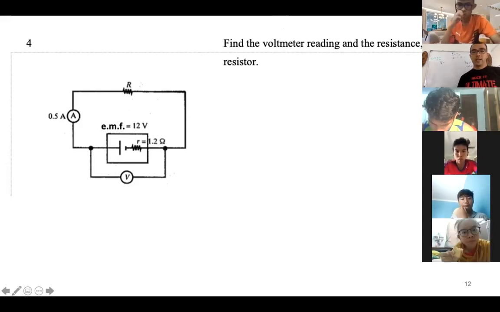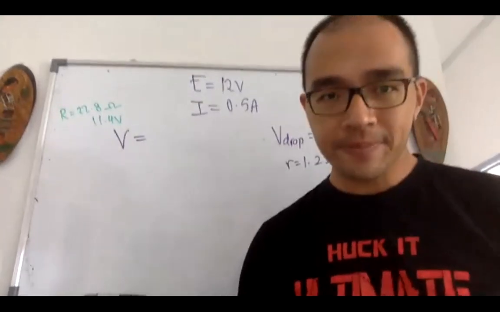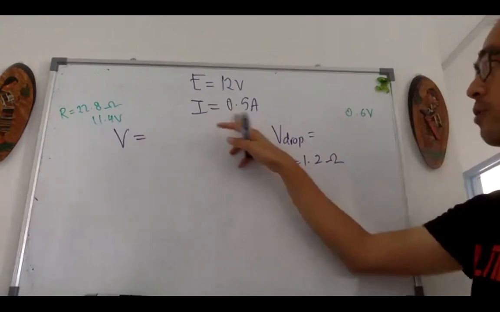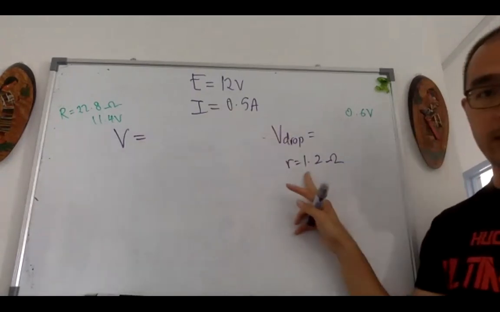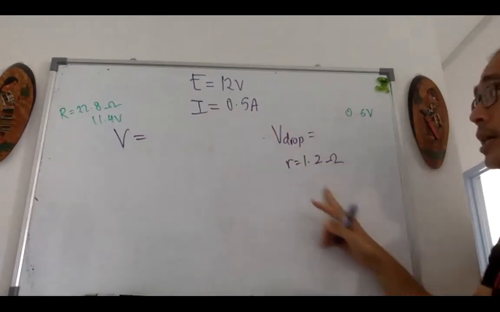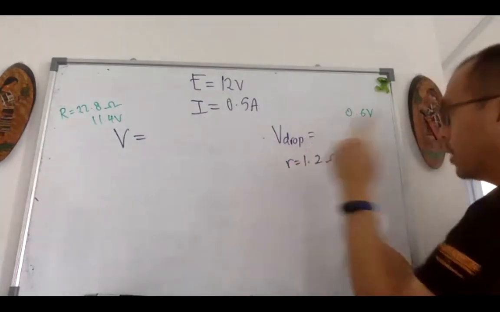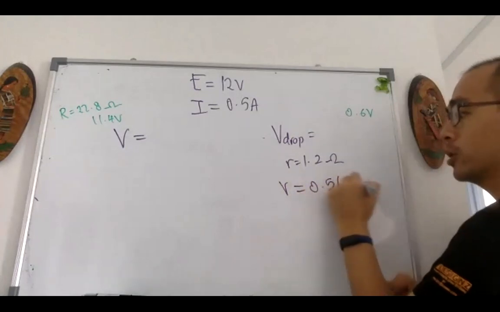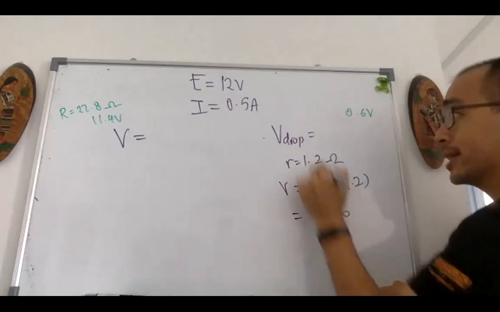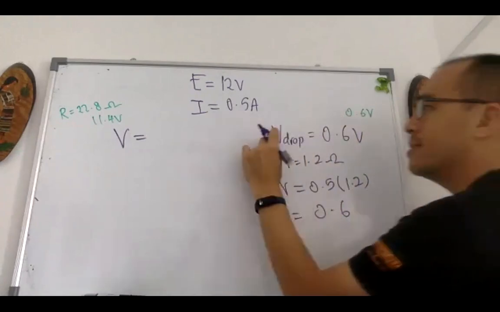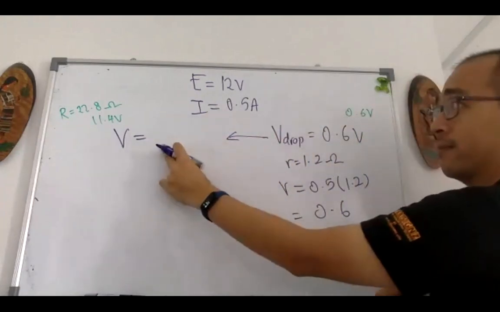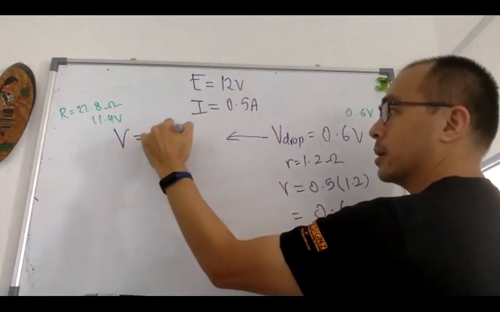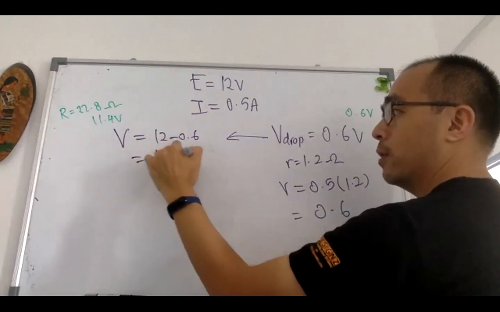All right, so let's see what we can do. EMF is given as 12 volts, and you're only given the current 0.5 amps and the small resistor, which is 1.2. You have the current, you have the resistance, you can count the voltage drop. Voltage drop equals 0.5 times 1.2, which gives you 0.6 volts. Immediately I can count the voltmeter reading: 12 minus 0.6 gives you 11.4 volts.